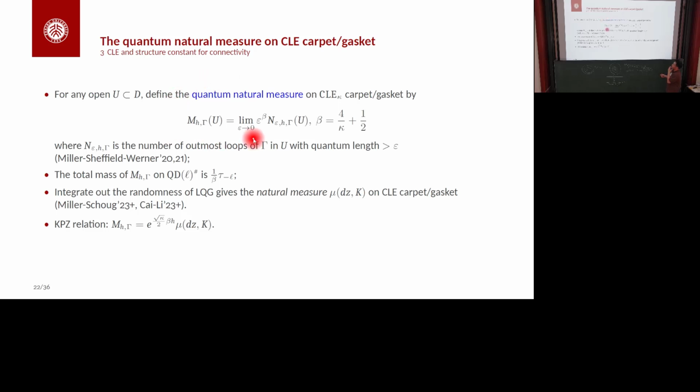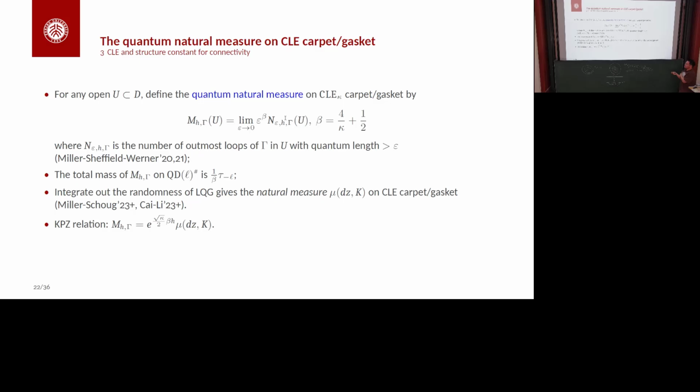Using the exact Liouville process description, one can prove that if we choose a beta with this number and consider this renormalization, the limit as epsilon goes to 0 exists. The quantum total mass of this is just given by the stopping time of the Liouville process. This can be checked directly. You see the quantum natural measure is basically given by the quantum length information of the outermost loops, and all this outermost loop quantum length is encoded by some Liouville process.